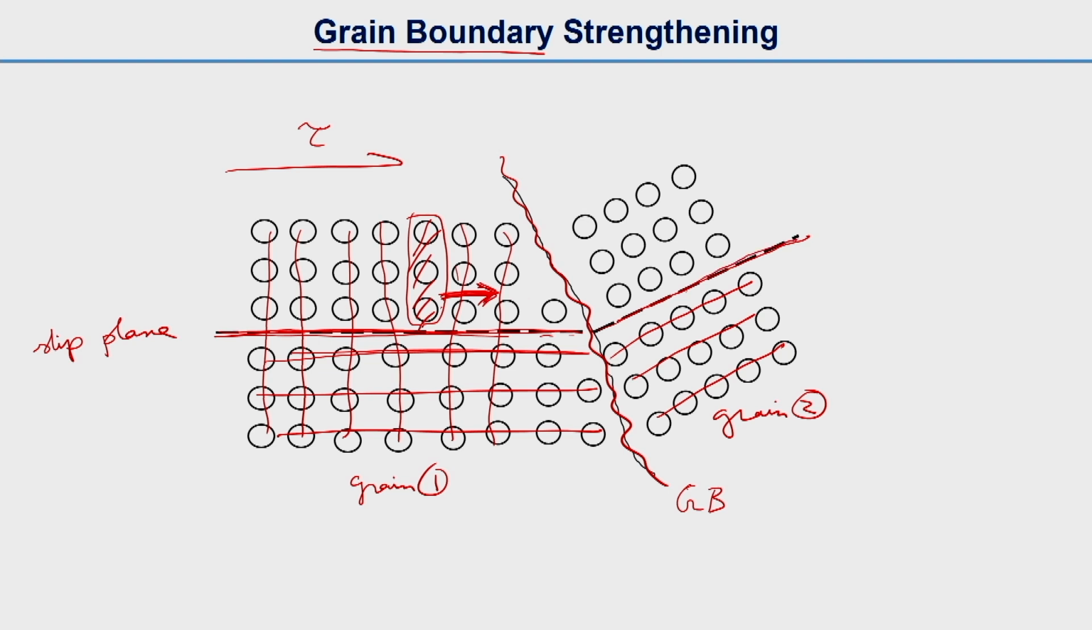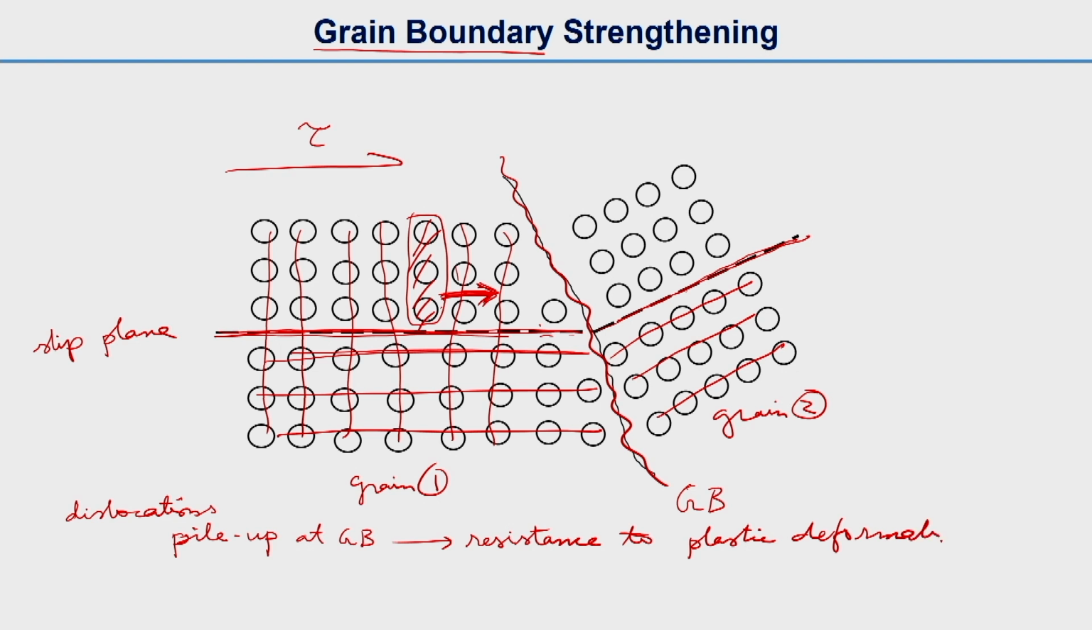So that's why the dislocations will pile up at the grain boundary. Dislocations will pile up like vehicles pile up when some accident happens with several vehicles, which we generally call a pile-up. So dislocations pile up at the grain boundary, and that means there is a resistance to plastic deformation. That means the strength of the material will increase. So dislocation movement is restricted, and that means plastic deformation is restricted.